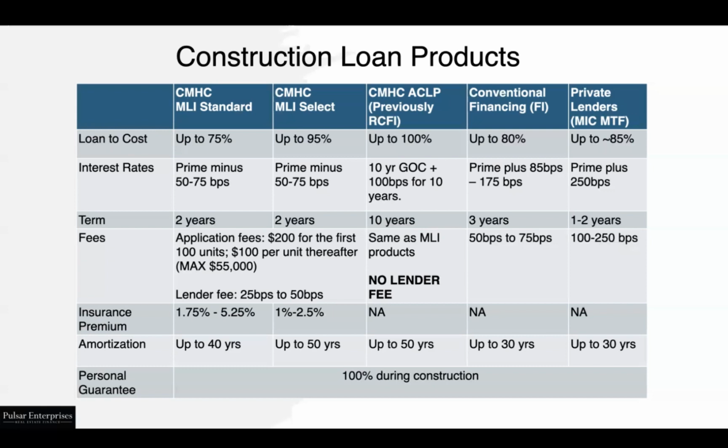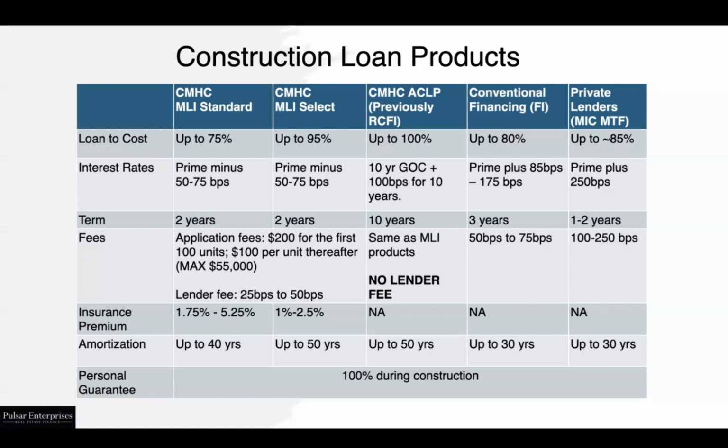Fees with MI products are straightforward. It's on the application fee per door basis. So you do have to pay a lender fee to the lender because under these two MI products, MI Standard, MI Select, CMHC is going to be the insurer, giving you the certificate of insurance, and then you still have to engage a lender to provide the funding, and therefore you need to pay a lender fee. The bigger the loan amount, the smaller the lender fee in most cases.